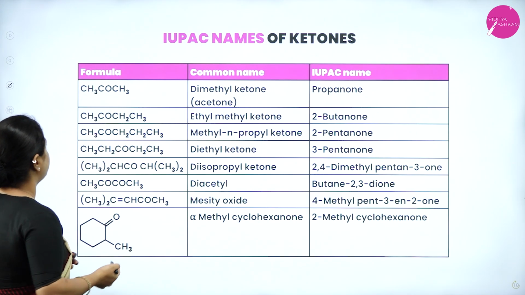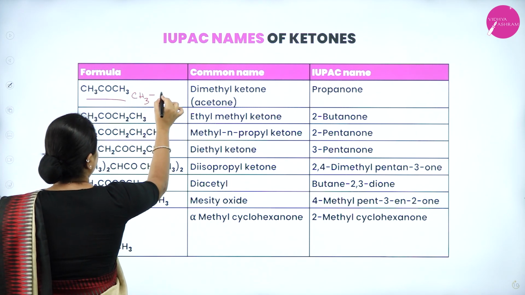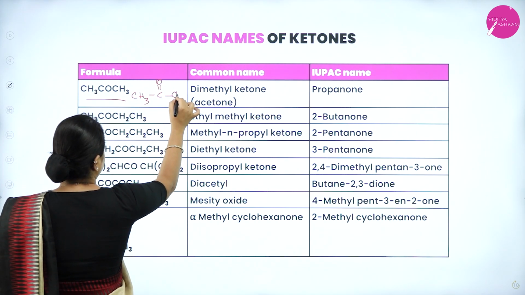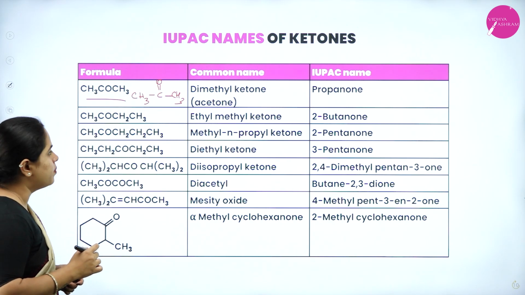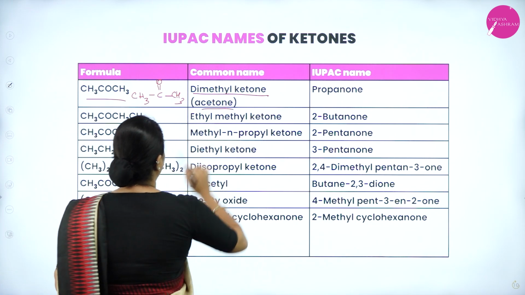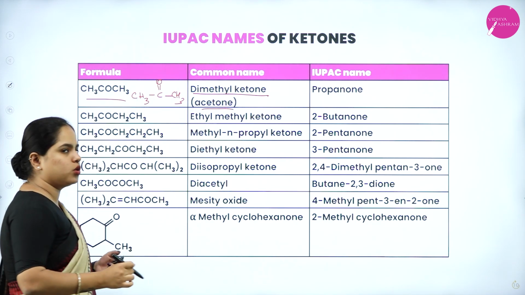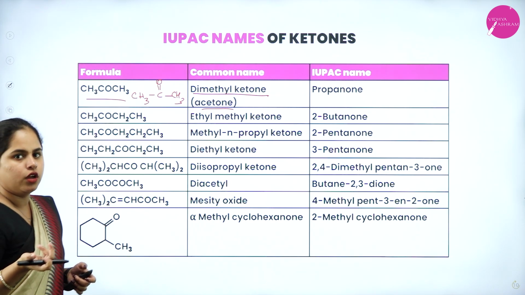So let's take some examples. The first one, CH3COCH3. That means it is CH3-C=O-CH3. The CO which is written here is actually the carbonyl group. The common name is dimethyl ketone or acetone. You have 2 methyl groups, so it is dimethyl ketone. We ended with ketone in the case of the common name, right?